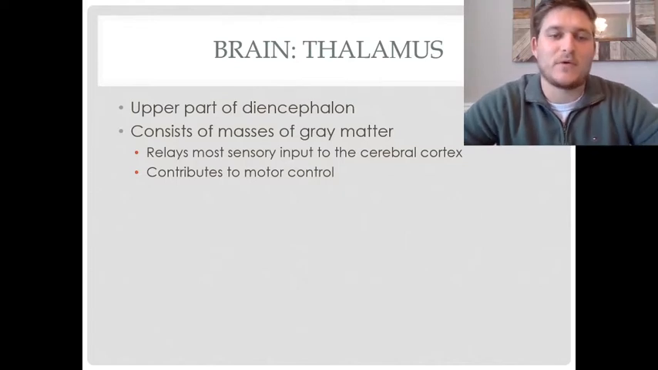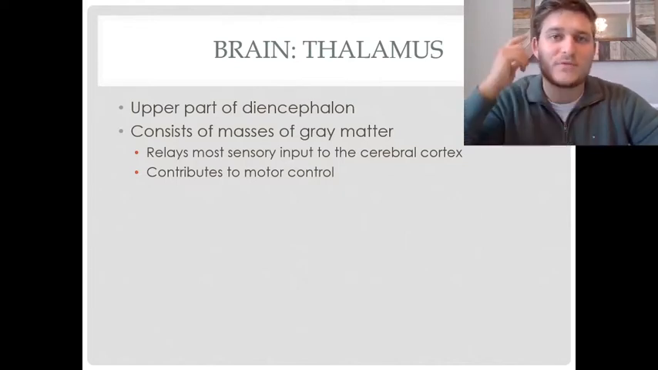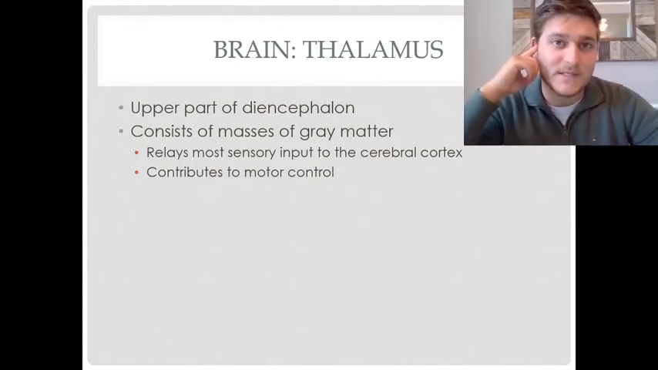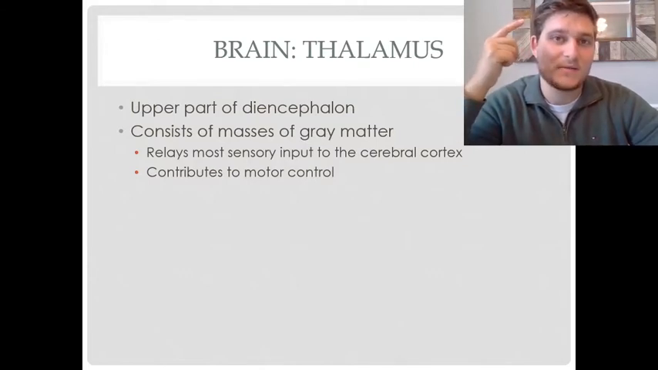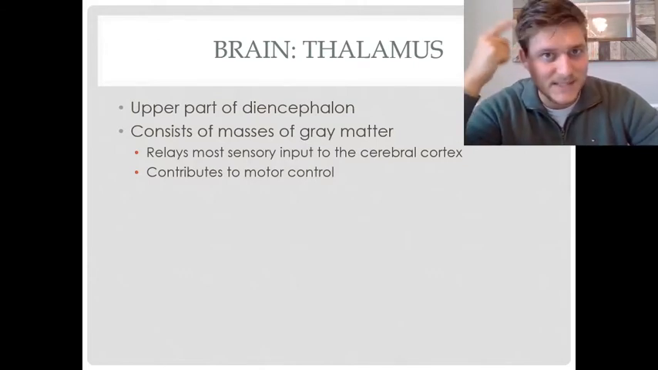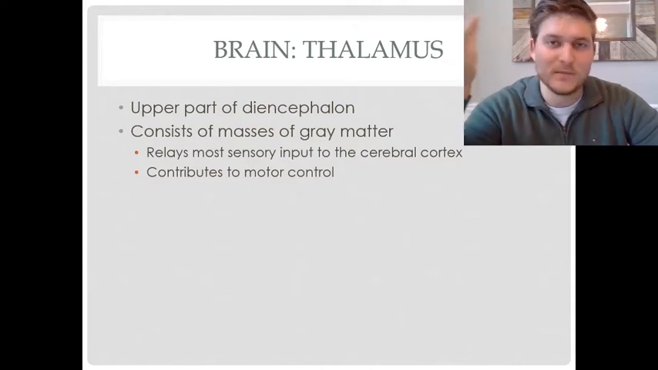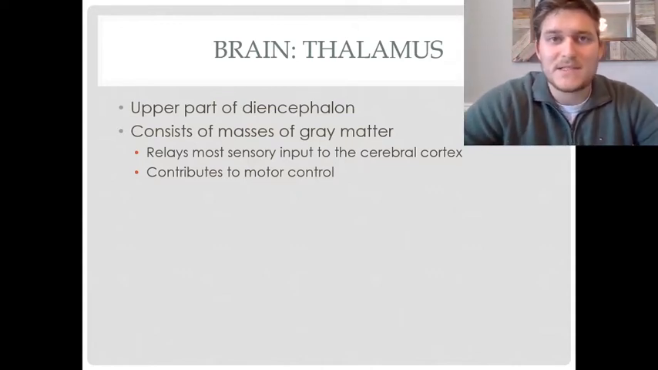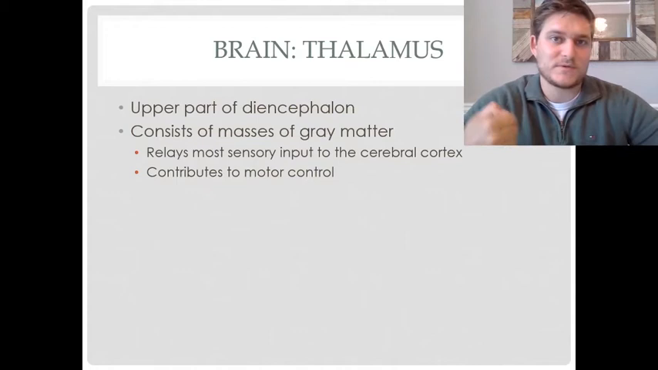It also plays a role in our motor control, and it's actually going to directly influence the motor cortex. And the neurons of the thalamus are going to synapse with neurons in the motor cortex and basically dictate which muscles are contracting and which muscles are not contracting.